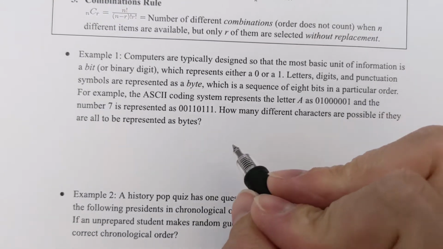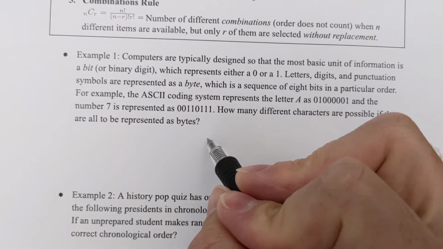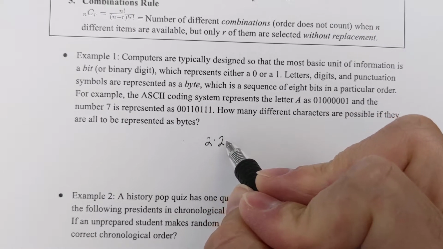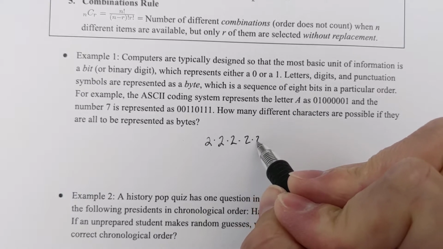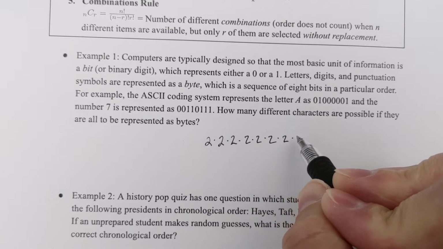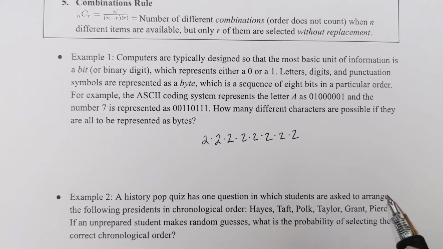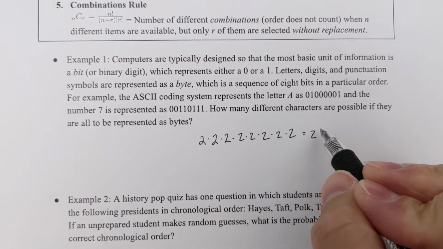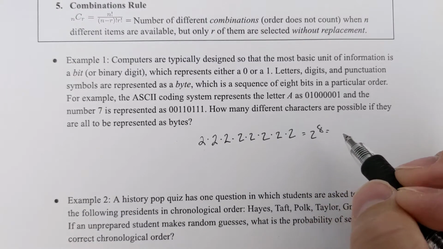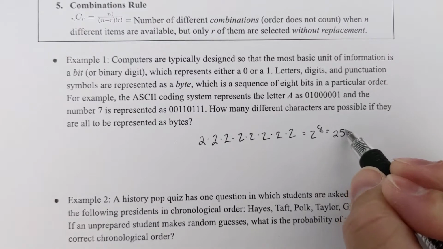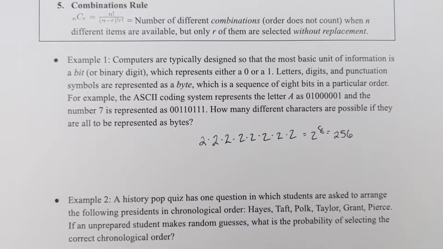So essentially you have 8 positions and you have 2 values for each position. So 1, 2, 3, 4, 5, 6, 7, and 8, which is the same thing as 2 to the 8th, which is 256. So if you use 8 bits, you can code 256 different characters.